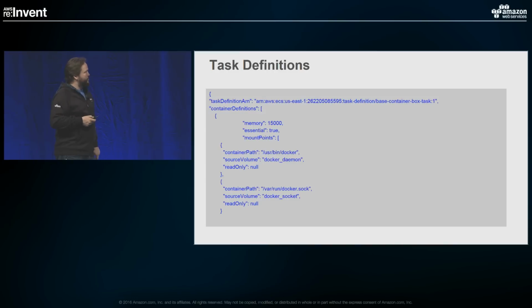An interesting thing here is essential true. We found that if you want to run multiple containers on one machine, if you start them all up using the task definition, if one of them doesn't start, then the other two might actually start up and try to run against them. By putting essential true, it makes sure that all of them are up and running before the task actually begins to run. Also, this is how you share your Docker daemon so that you can build Docker images from within a Docker container.